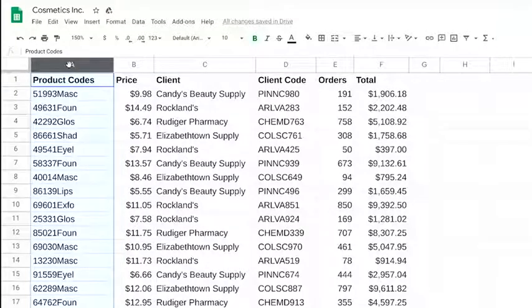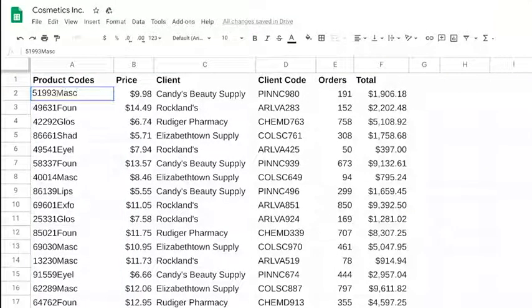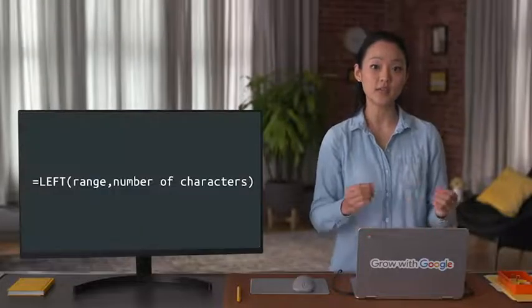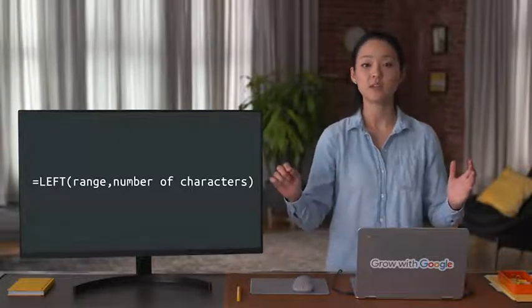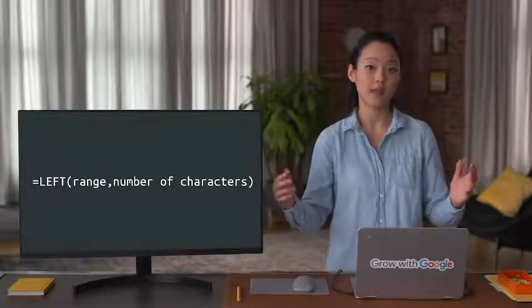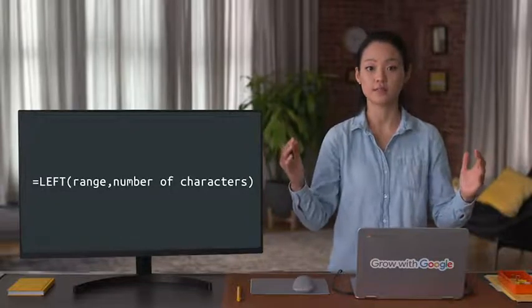Each has a 5-digit numeric code and then a 4-character text identifier. But let's say we only want to work with one side or the other. You can use left or right to give you the specific set of characters or numbers you need. We'll practice cleaning up our data using the left function first. The syntax of left is equals left, open parentheses, the range, a comma, and the number of characters from the left side of the text string we want. Then we finish it with the close parentheses.